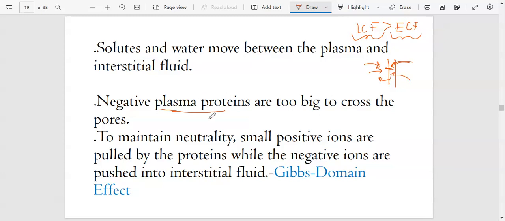So since we are saying that negative proteins are too big to cross between plasma membranes and the interstitial fluid, how do we maintain neutrality, because proteins are negative? Well, because proteins are negative, as we said earlier, they attract small positive ions, and they also push away those which are negatively charged. So proteins pull positive things around them and push away negative things. That is how they maintain neutrality, and that is called the Gibbs-Donnan effect.